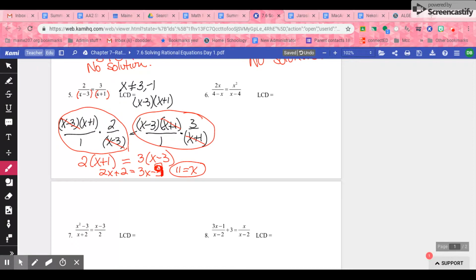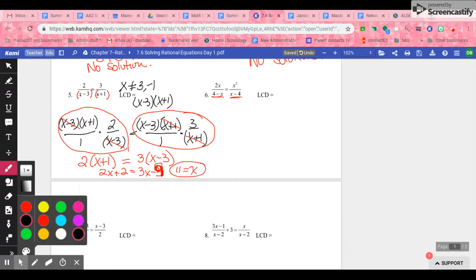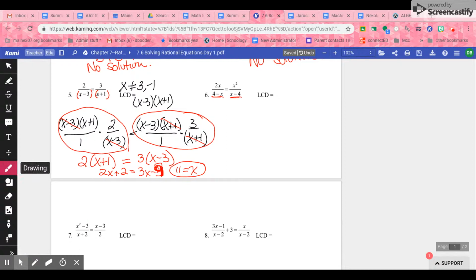6 is interesting because if you look at these denominators, hopefully you would notice that they're actually opposites of each other. So what I'm going to do is look at this denominator and factor out a -1. When I factor out a -1, the x becomes positive and the 4 becomes negative. Then I'm going to take this -1 and bring it up to the numerator.